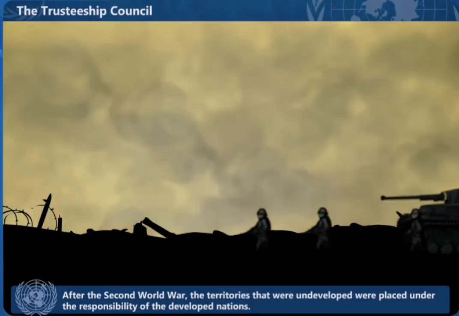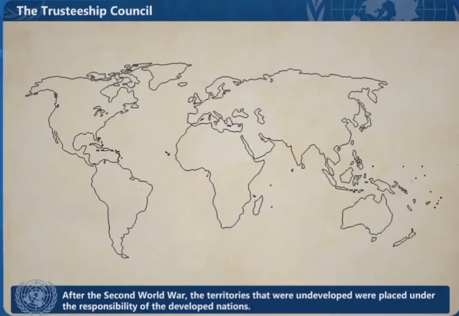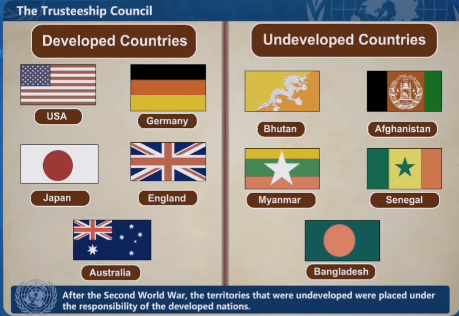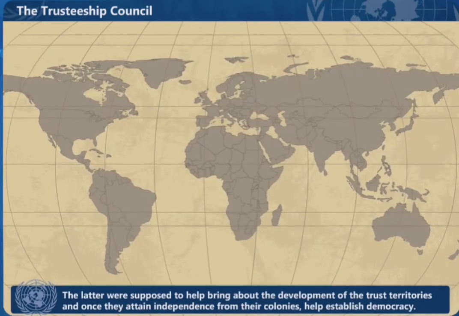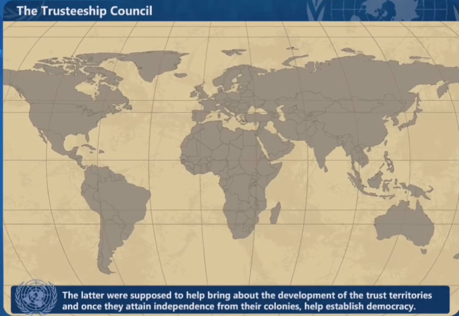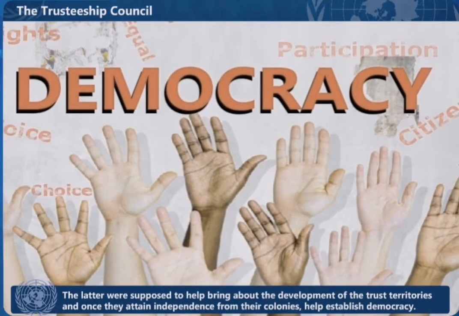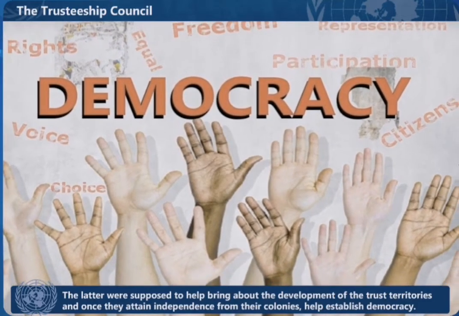The Trusteeship Council. After the Second World War, the territories that were undeveloped were placed under the responsibility of developed nations. The latter were supposed to help bring about the development of the trust territories, and once they attained independence from their colonies, help establish democracy.